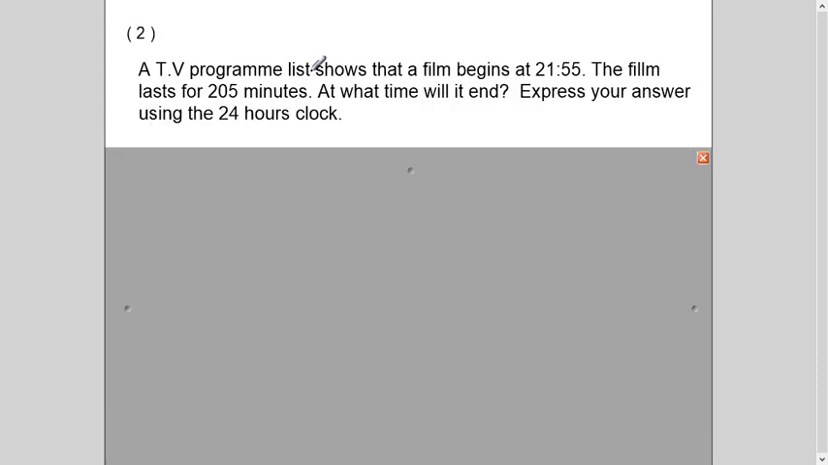Now in this question, the film begins at 21:55 and the film lasts for 205 minutes. You have to answer one thing here: at what time will it end? And express your answer using the 24-hour clock. So we also need to convert 205 minutes into hours and minutes. Okay, so keep this in your mind.